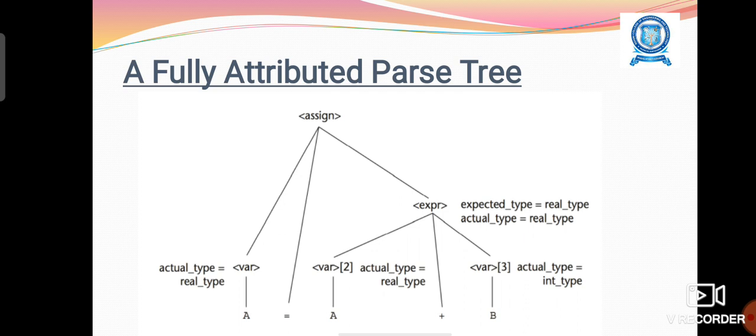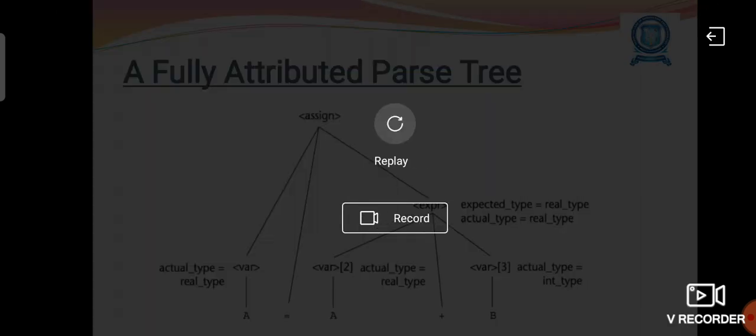A fully attributed parse tree. So here we can see in every node the attributes will be substituted. Actual type equal to real type, expected type equal to real type. So in this way we can see attributes will be substituted in all the nodes of the parse tree. So that's all about the topic.